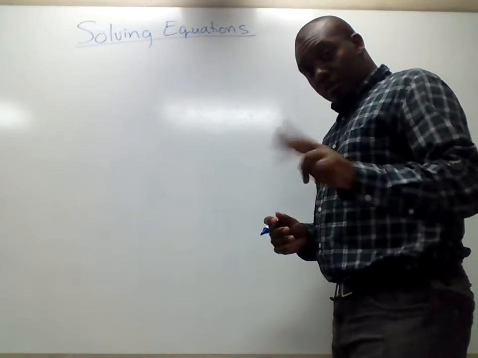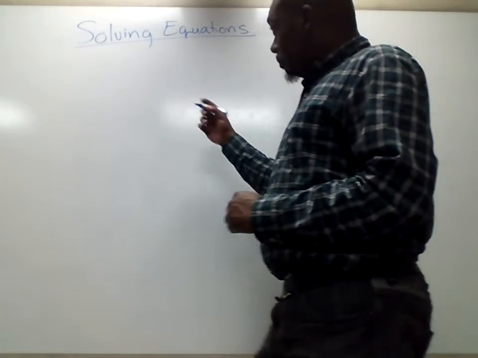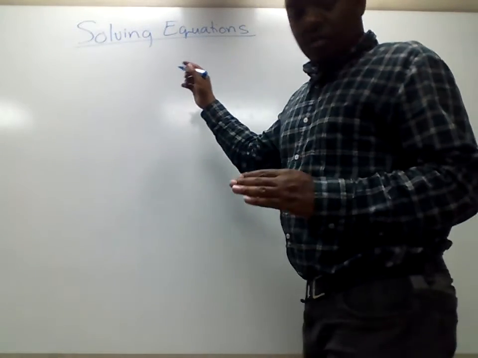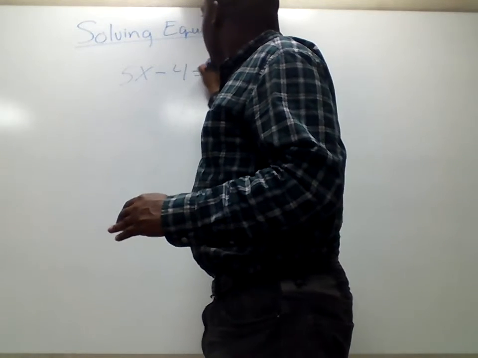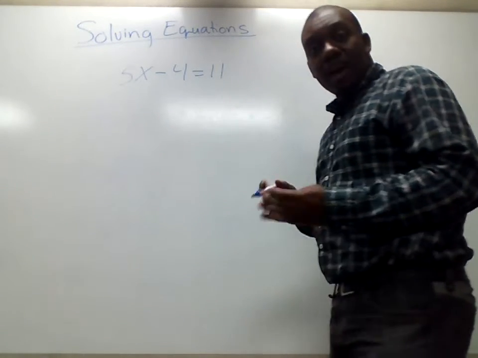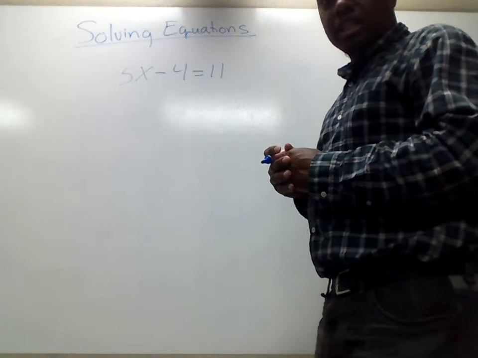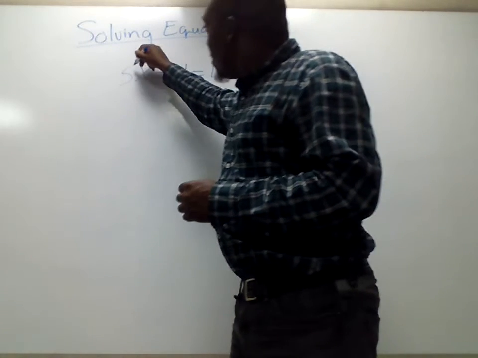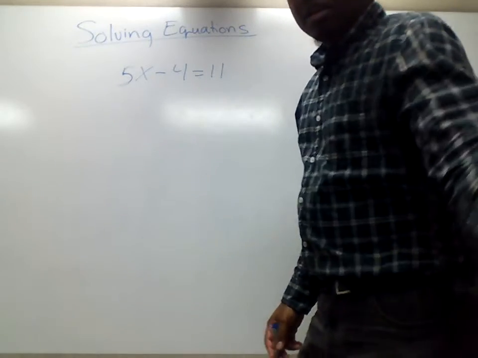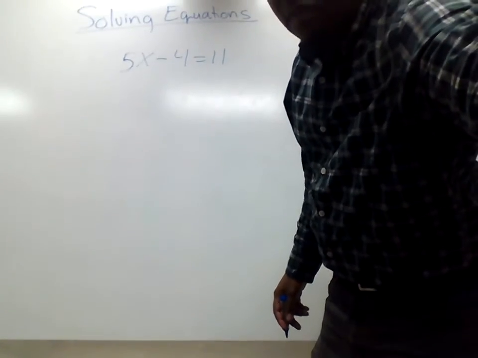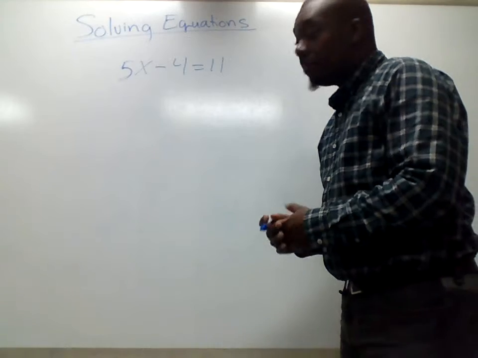That's when you're having two operations occurring to x. So let's say, for example, we have 5x minus 4 equals 11. So that means we have a couple of things happening here.